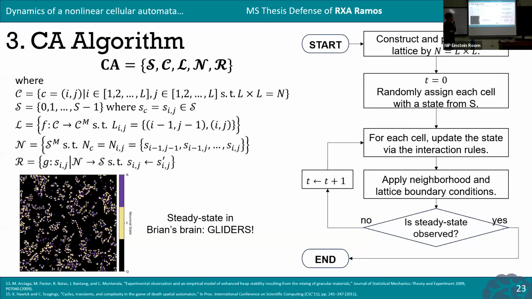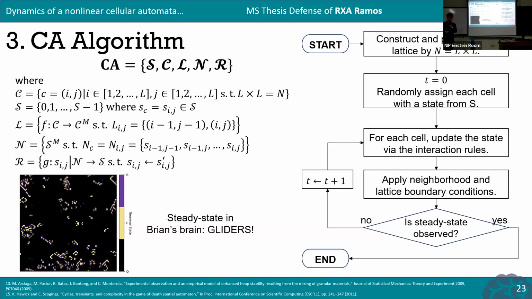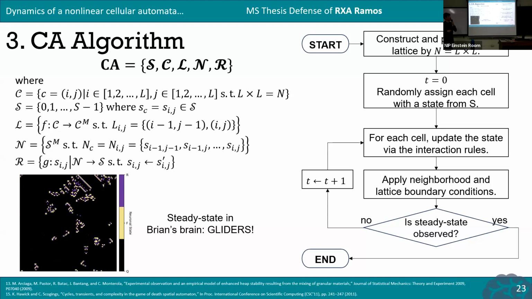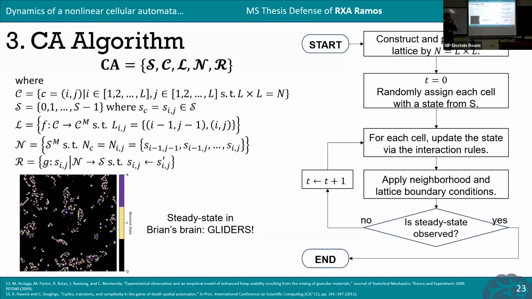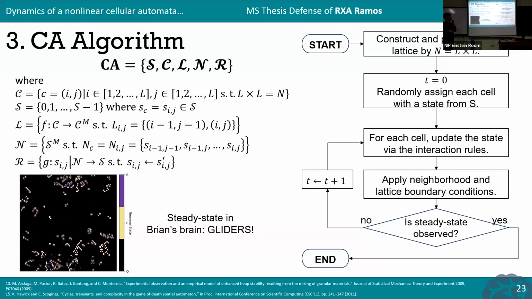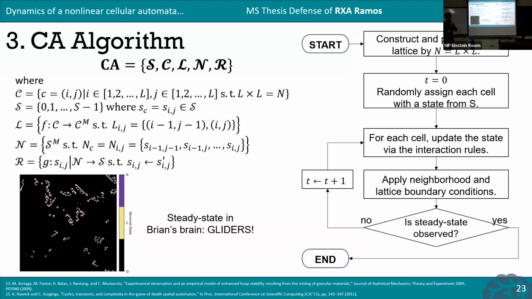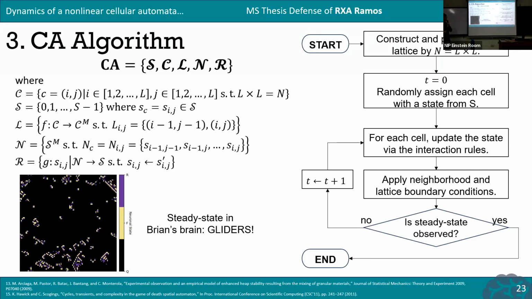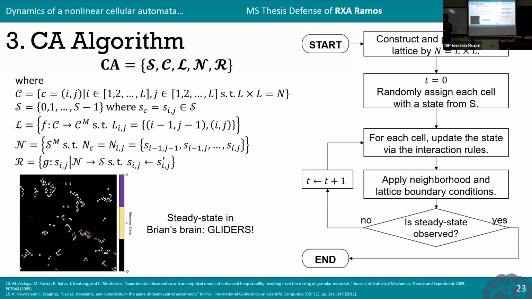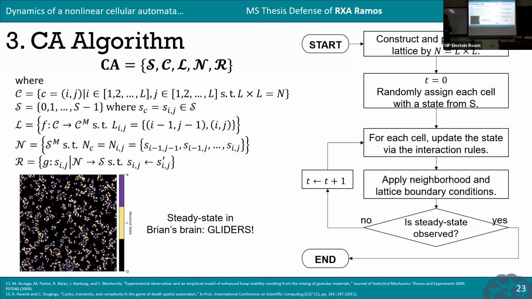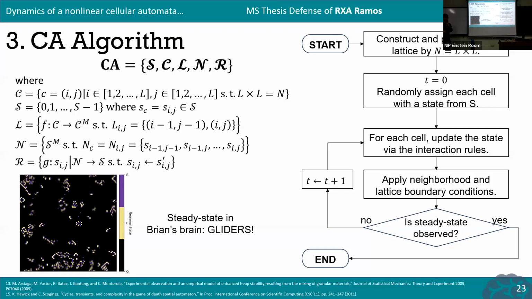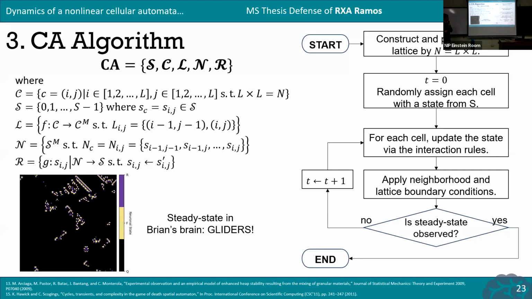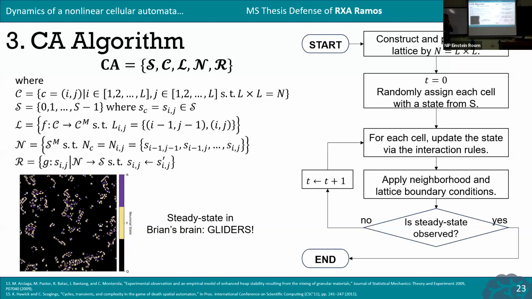So in general, we can state the algorithm for constructing a CA as follows. We start by constructing and populating the lattice with n equals L by L. This is just for a square lattice. At t equals 0, we randomly assign each cell a state from the set S. And for each cell, we update the state via the interaction rules governed by the set R. Again, this set R is influenced by the neighborhood and lattice boundary conditions defined by the sets L and N. Then we repeat these steps as necessary until a steady state is observed.